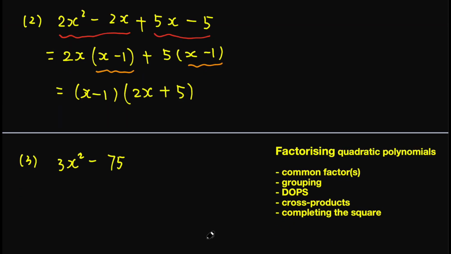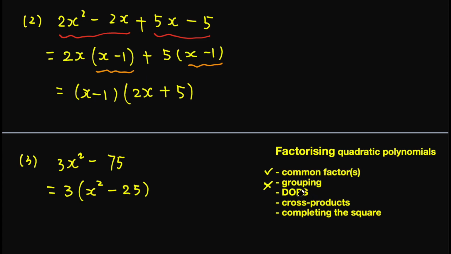For question 3, we have 3x squared minus 75. Still use the list. Can we see common factors? Yes, which is 3. Okay, then we pull 3 outside. After that, we will have x squared minus 25 in the brackets. Here, grouping? No, can't group them further.